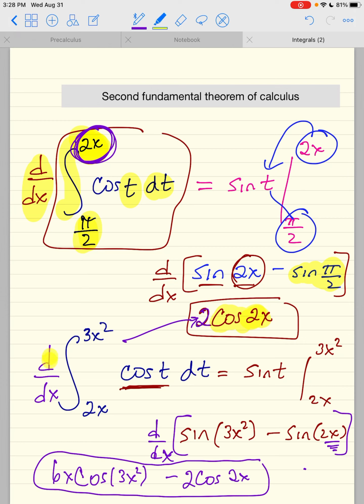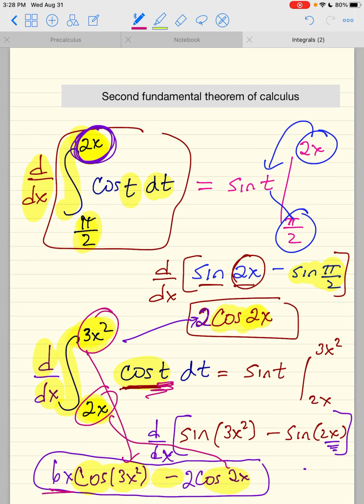Take the derivative of the integral. Well, both of these have bounds. So I'm just going to plug in 3x squared. And do you guys remember that since it's on the bottom, there should be a minus because we always do upper minus lower. So I do have my cosine 3x squared, I do have a minus, and I do have my cosine 2x.